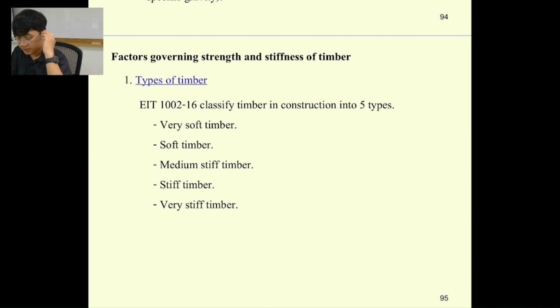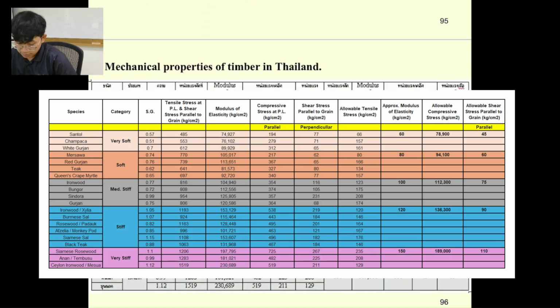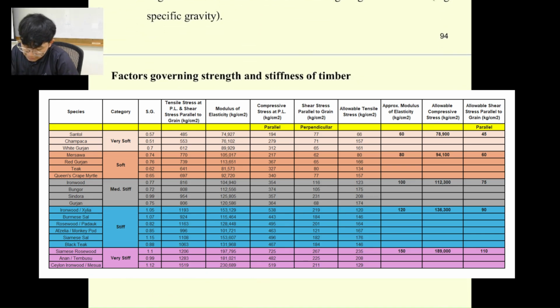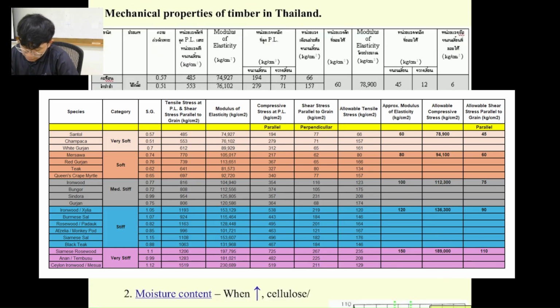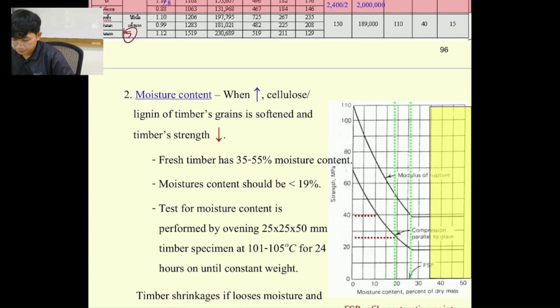5 stiffness classes. Stiffness number 1 is going to be very soft timbers, and the ones that we use are 2 of these: medium stiff timbers and stiff timbers. And then the last one is going to be very stiff timbers. But in our CE, we're going to use only medium stiff timbers and stiff timbers. So I'm going to translate this table for you later for the comparison. So if I write this down as number 1, 2, 3, 4, 5, it's going to be 1, 2, 3, 4, 5 over here accordingly.